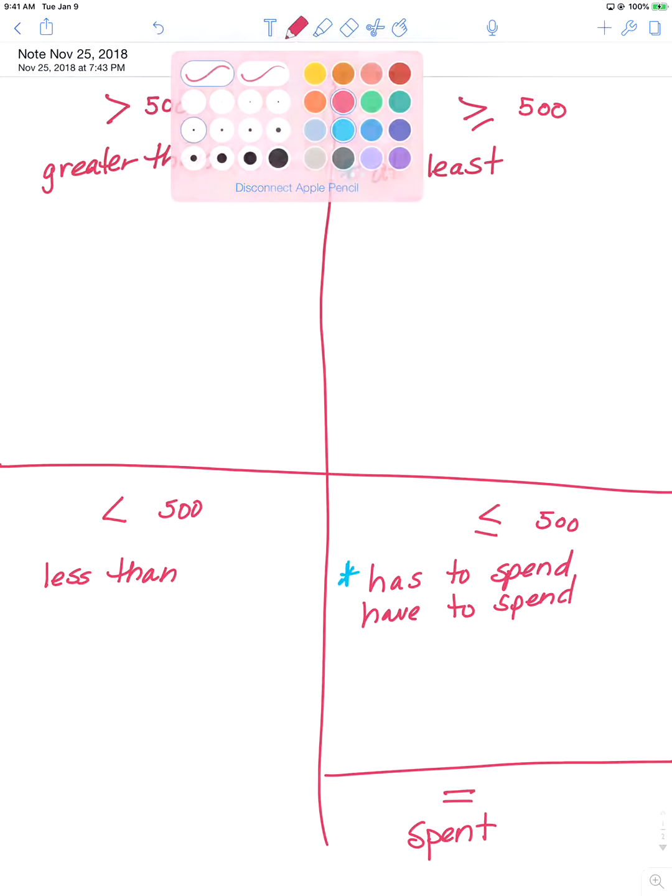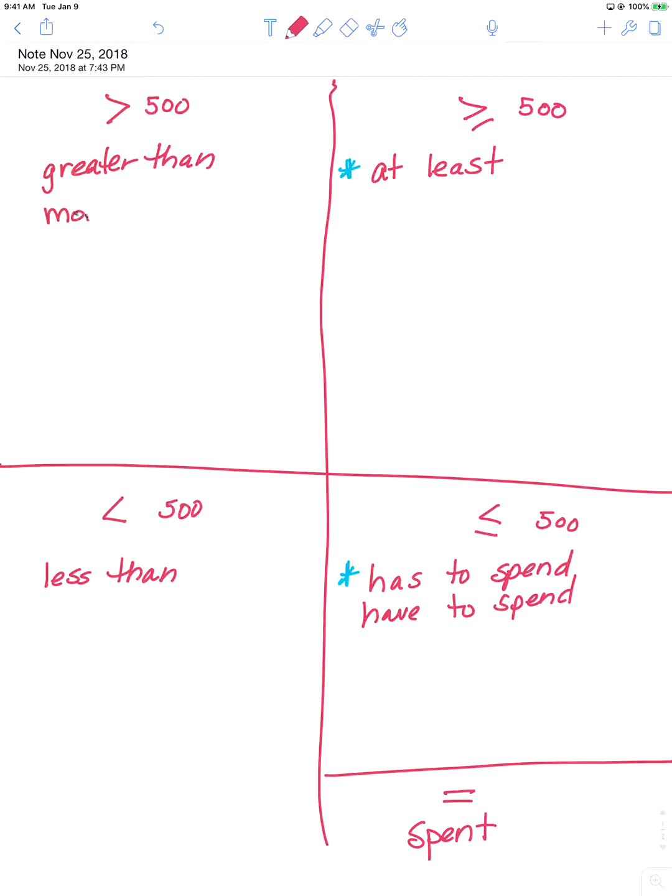A few other keywords for greater than would be more than, not equal to, just more than. And then less than or equal to would be no more than. You could have it, but you can't have more than it. So you could have less than it.